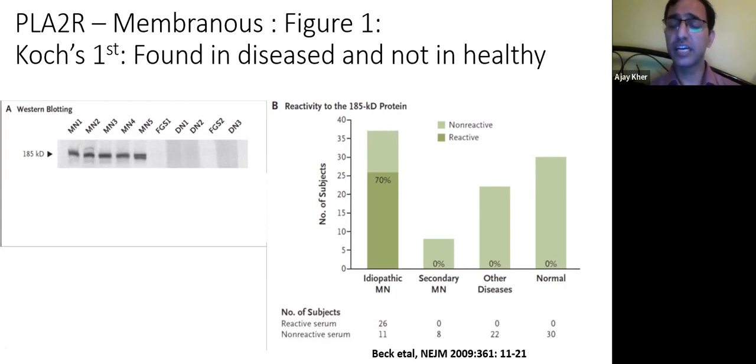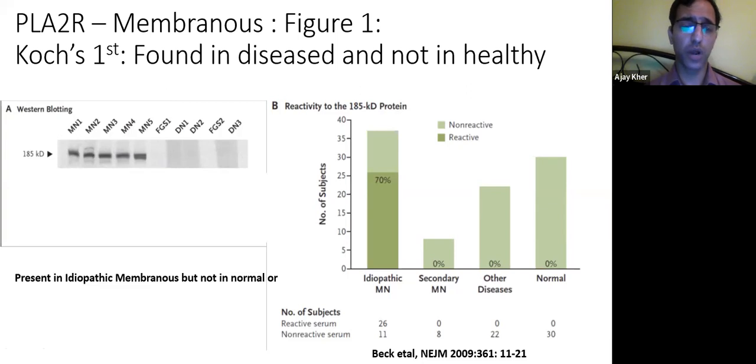So this is like an internal control: the mechanism of disease in secondary membranous is different from idiopathic membranous, and this PLA2R is specific to this disease. In other diseases, like diabetes and FSGS, it is absent, and in normal healthy volunteers, it's absent as well. So, showing again, found in diseased, not in healthy, and not in other or similar diseases. So that's kind of Koch's postulate 1.